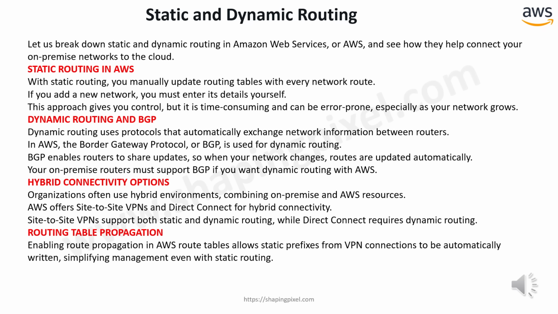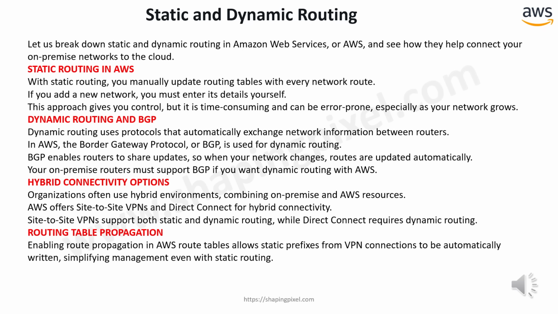Dynamic routing uses protocols that automatically exchange network information between routers. In AWS, the Border Gateway Protocol, or BGP, is used for dynamic routing. BGP enables routers to share updates, so when your network changes, routes are updated automatically. Your on-premise routers must support BGP if you want dynamic routing with AWS.